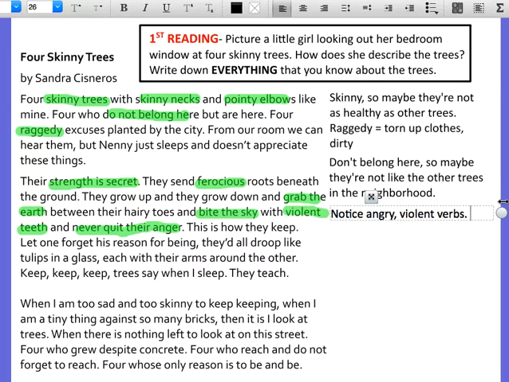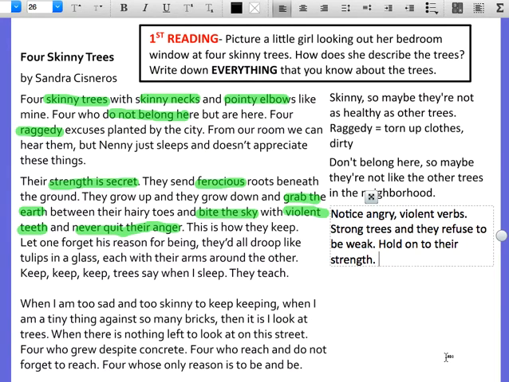I know that she says that their strength is secret, so maybe they're strong trees, and they angrily refuse to be weak, to not be strong. I notice maybe they're not violent, but they're holding. Like when she says they bite the sky and they grab the earth.